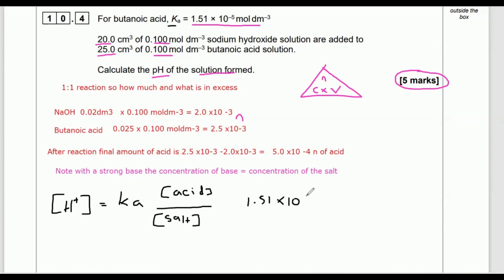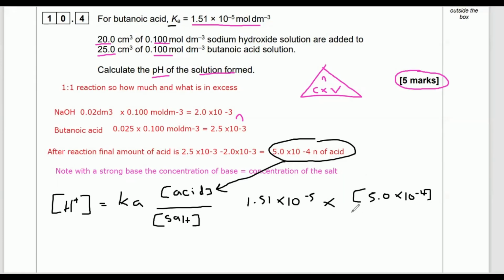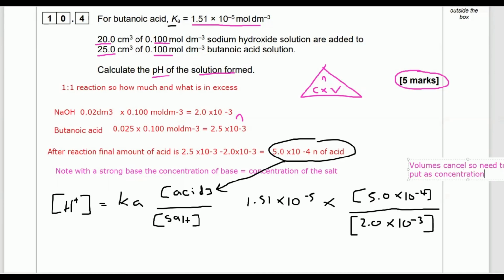So we know exactly how much salt we've got, from the butanoic acid: 2 times 10 to the minus 3 moles of sodium butanoate, which is the salt. So we're going to do the amount of acid left over, which is 5 times 10 to the minus 4, divided by the concentration of the salt, which is equal to the concentration of the base, and then times that by the Ka. So 1.15 times 10 to the minus 5 times the acid, which is our excess left over, divided by the salt. Remember, there's no base left here. You're not doing acid divided by base. You're doing acid over salt. It just so happens that the salt is equal in moles to the base.